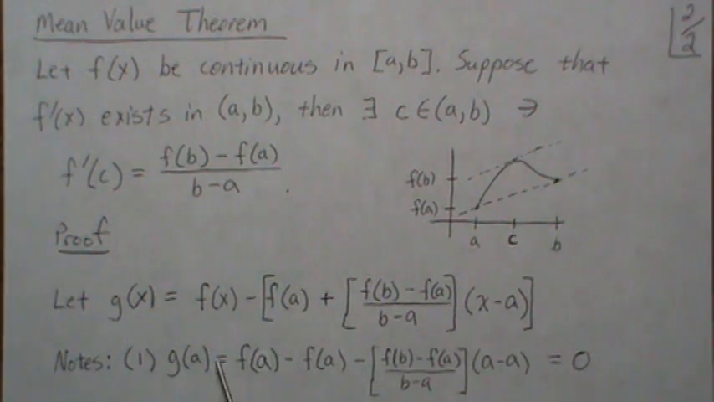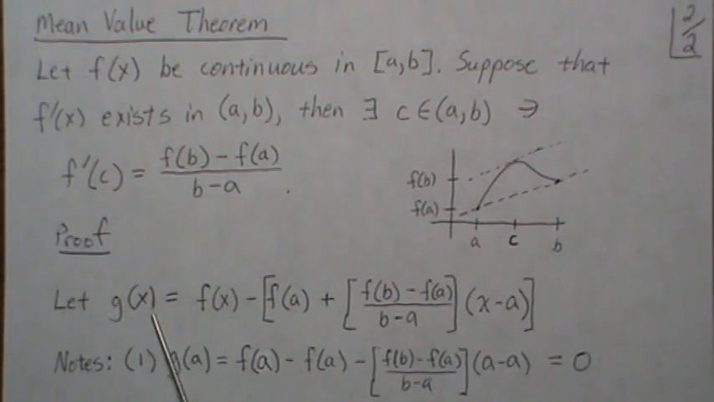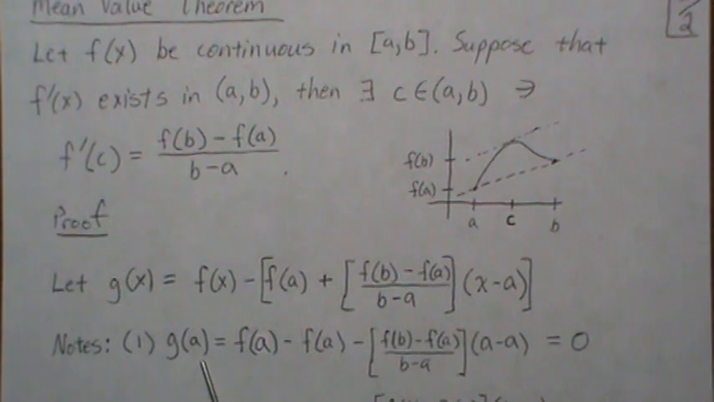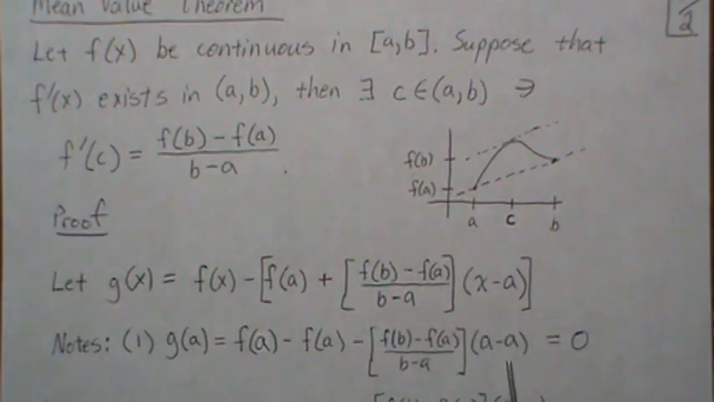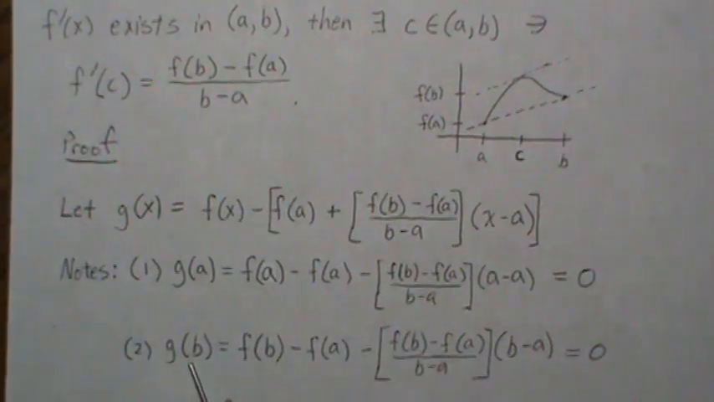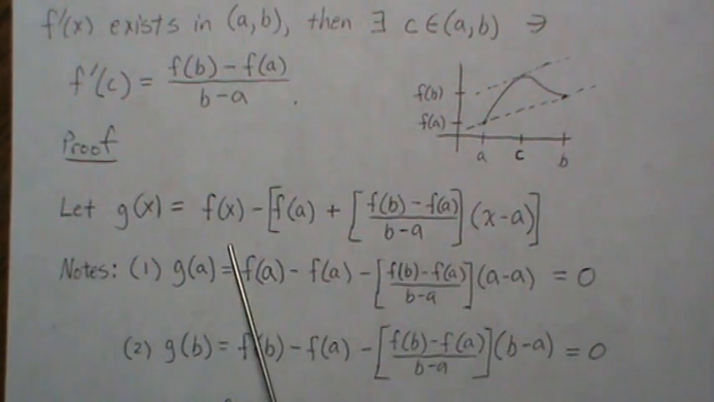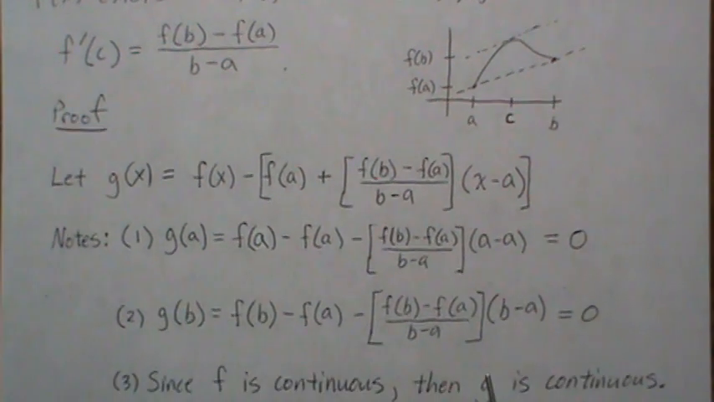Note that if we plug a into g of x, which is here, and then plug in a here and a here, that makes this 0 and this 0, so it's 0. Now if we plug b in here and here, then those cancel, leaving f of b minus f of b, f of a minus f of a, which is 0. So we're close to satisfying Rolle's theorem.